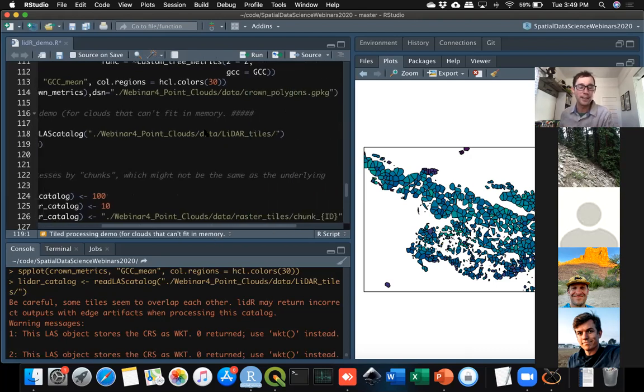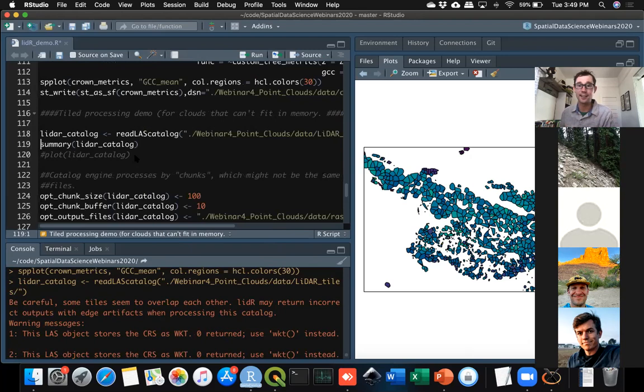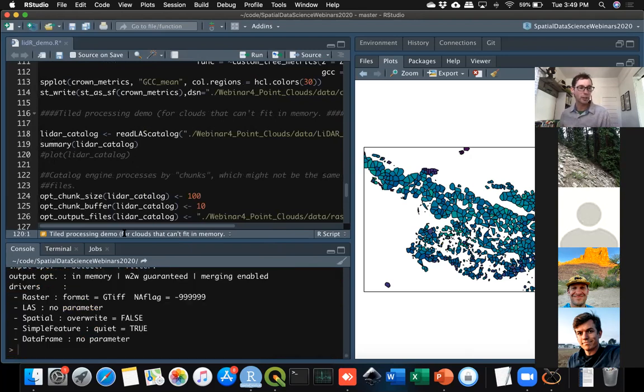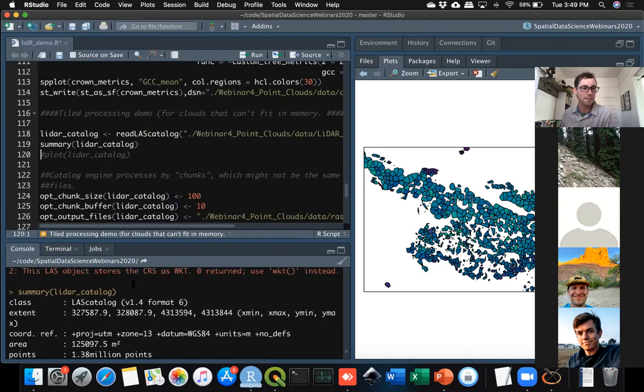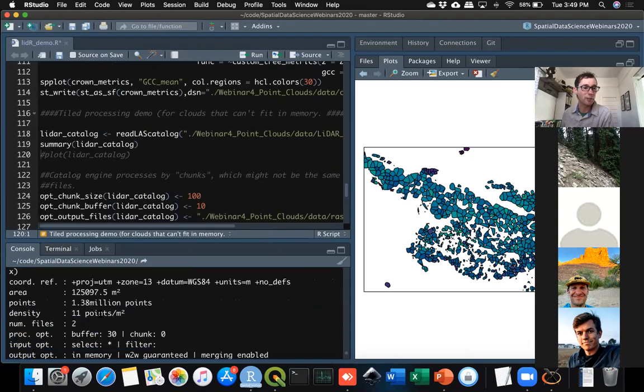In this case, we've used a function called read LAS catalog, and we've pointed it to a folder in our test data set called LiDAR tiles. That actually just has 2 files in it. There are 2 different LAS files. And it'll give us some summary information here. It tells us that it's an LAS catalog. Number of files is 2. Average points per meter square is 11.